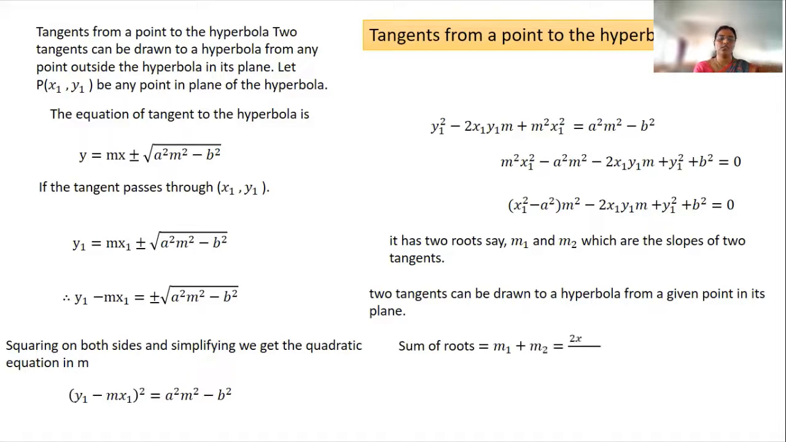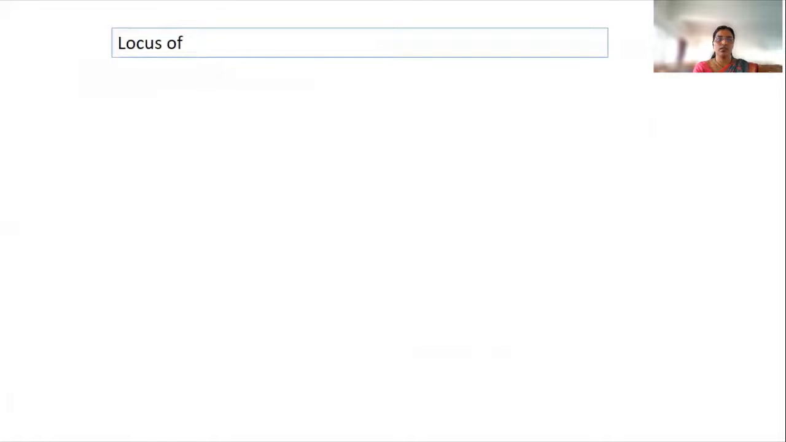Sum of roots: we know this is a quadratic equation in m. Therefore, sum of roots is minus 2h upon b, that is 2x1 y1 upon x1 square minus a square, and product of roots m1 m2 is y1 square plus b square divided by x1 square minus a square.